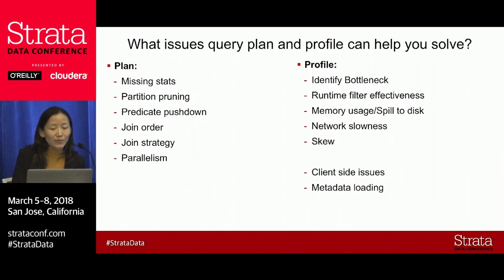On the profile side, you can identify bottlenecks, see if the runtime filter is effective or not, and know how much resource your query uses, and whether there is any problem with, for example, your network, or any data skew or execution skew. On another side, the slowness could come from the client side or from an underlying dependent service, for example the name node. From the profile, there are also some metrics to help you isolate where the problem is.